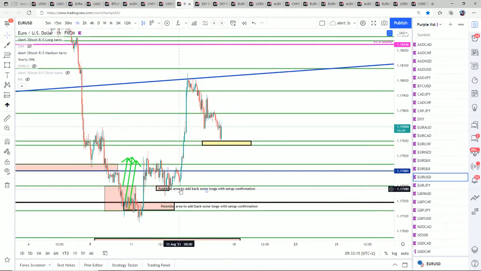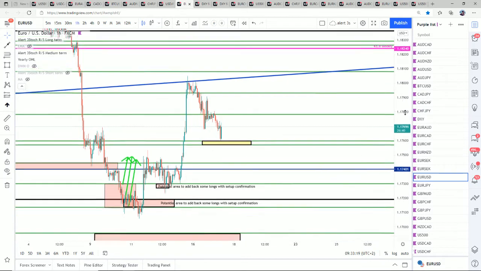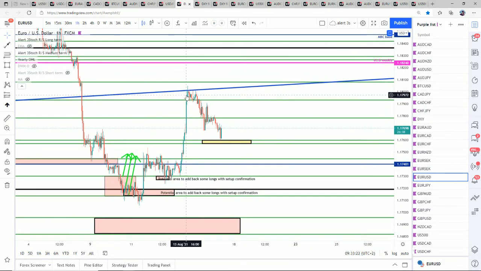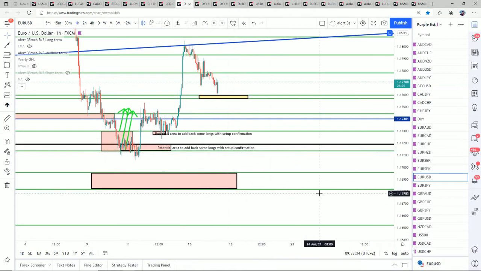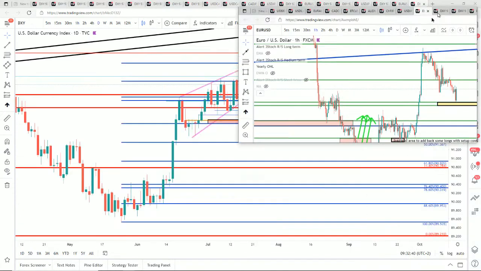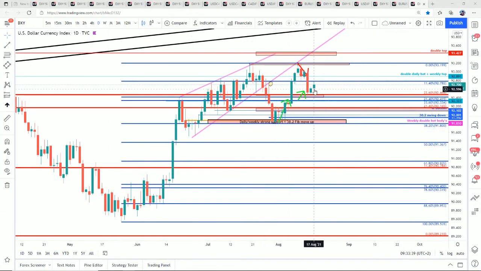We see that we had a nice impulsive move, which is showing us that the crowd want to be long Euro USD, want to be short USD in general on that move up. But I still think we should see lower. I still think we should go lower, which is the same view as we have here on the DXY.